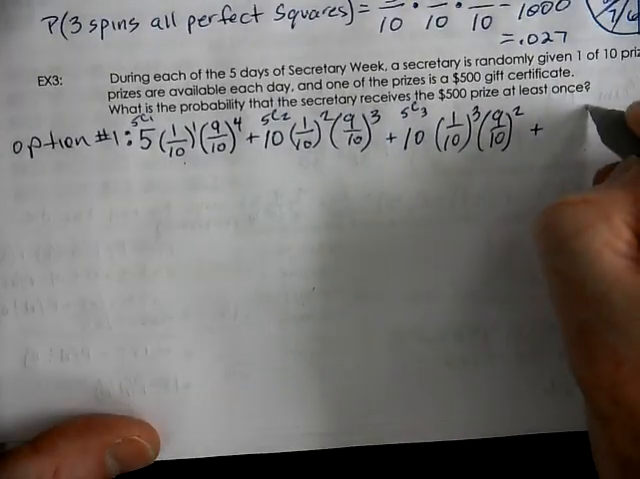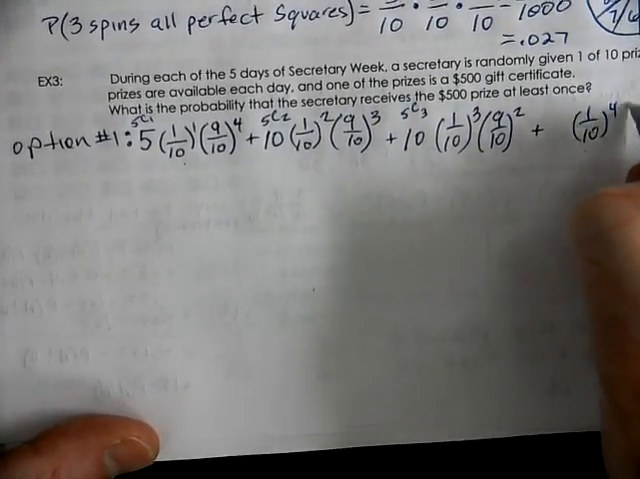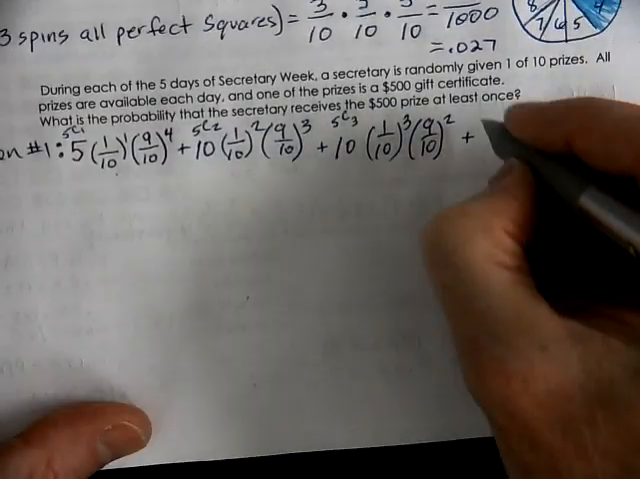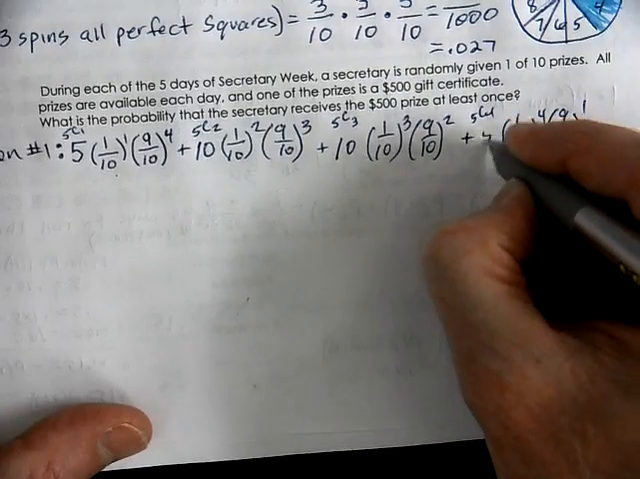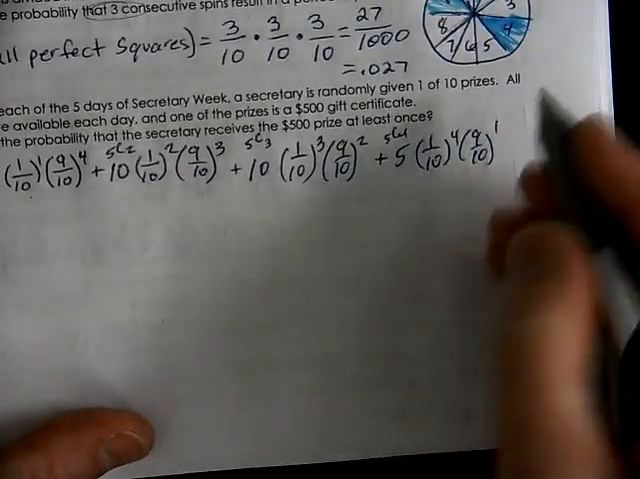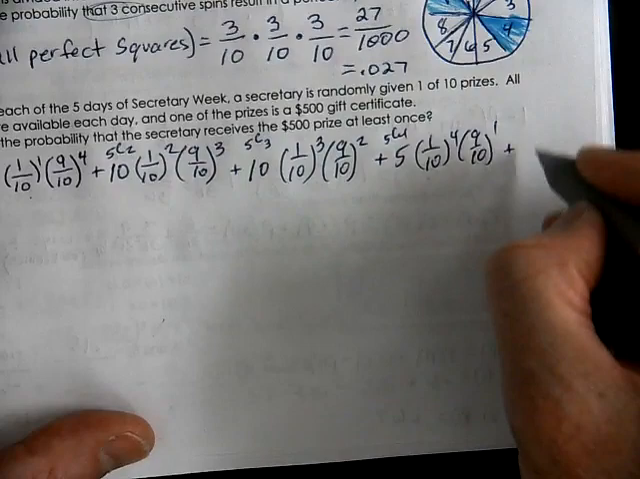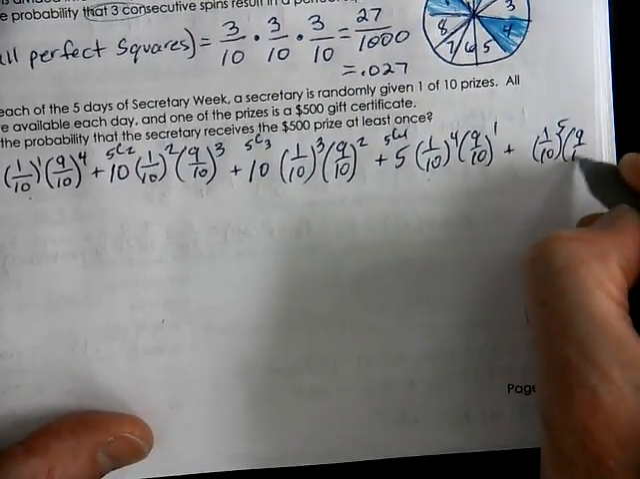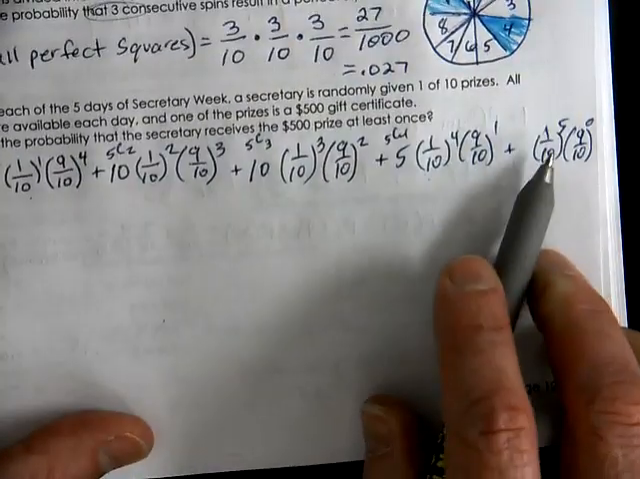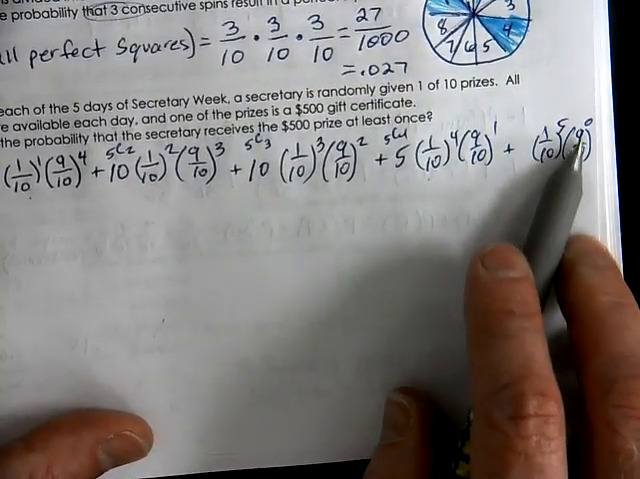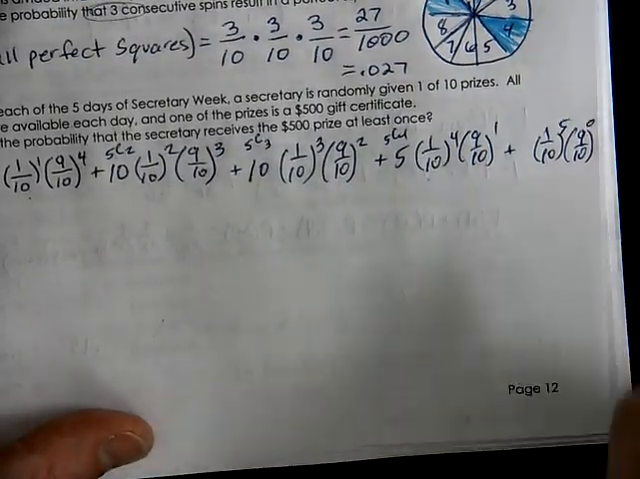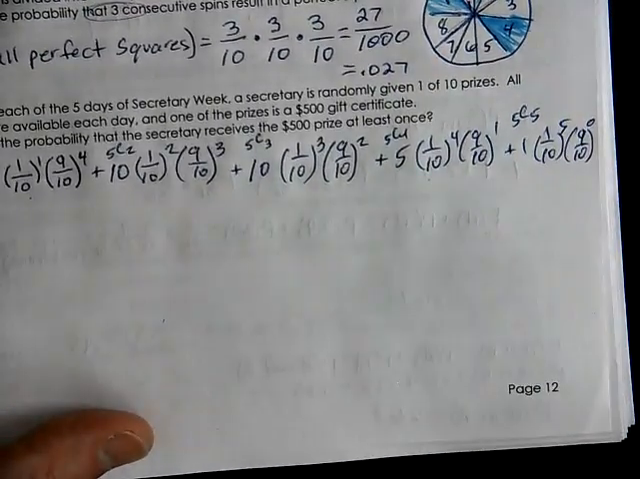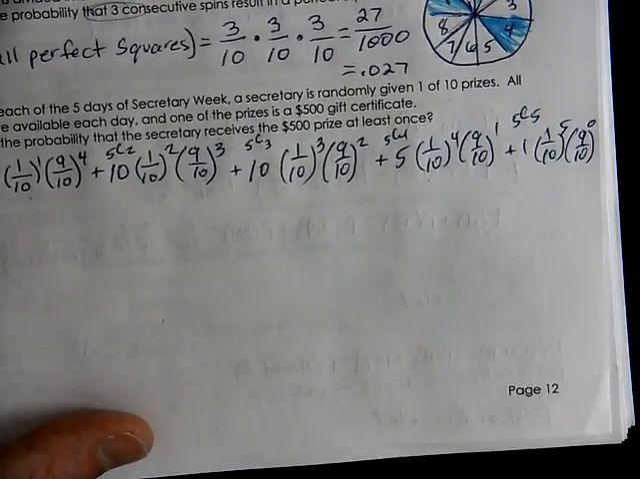Or you could win the grand prize 4 times and not win it once. That's going to be 5C4, which is the value of 5. Or you can win the grand prize all 5 times. Or, I'm sorry, you win the grand prize 5 times. That means you didn't win it 0 times. And 5C5, you won it all 5 times. There's only one way you can win it all 5 times. You won it every day.